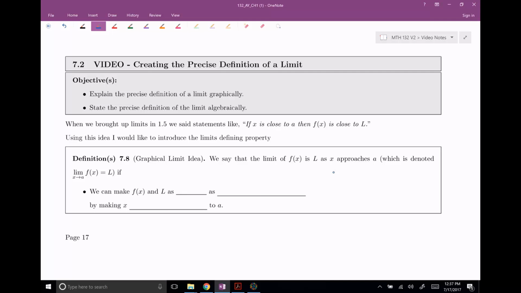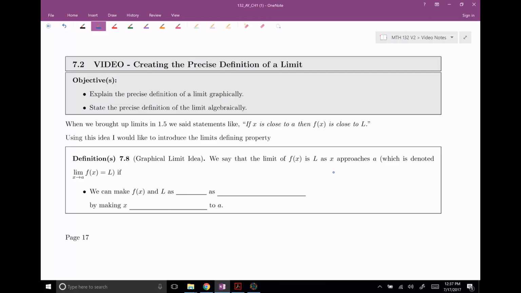So let's think about it graphically, right? Back in the days of 1.5, we said statements along the lines, if x is close to a, then f of x is close to L. Remember, f of x is probably not equal to L, but it gets very, very close to L. So using this idea, I would like to give you this definition, which is kind of the graphical limit idea. It's not quite precise, but it's heading in the right general direction, right? So it's going to push us in the right direction.